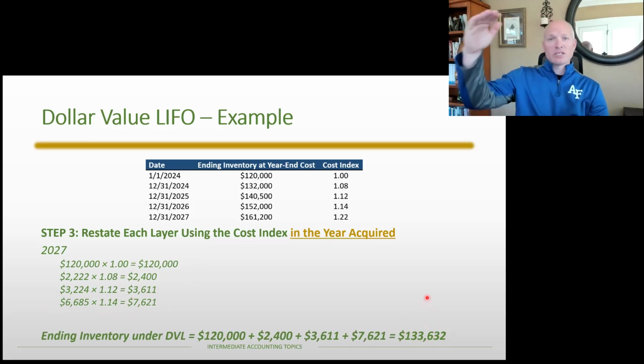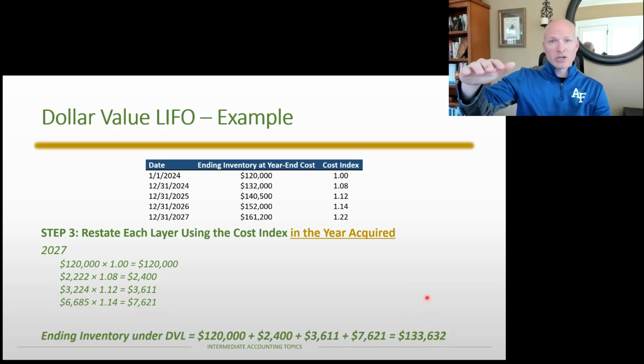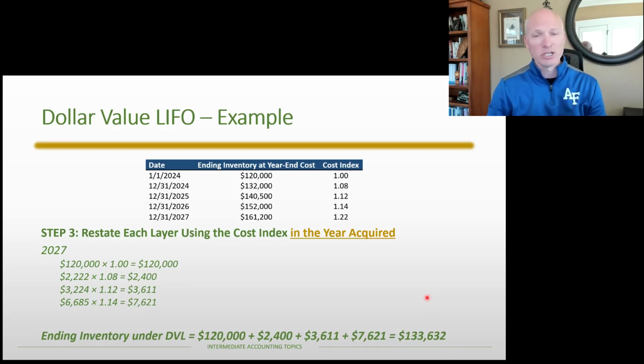And so on the test, hopefully you could imagine step one, get everything in base year costs. Step two, calculate the layers for every single year. Step three, adjust it to the dollar value LIFO acquisition cost and report that ending inventory for every single year. So there's a three-step process that you're gonna have to do on the test, just like we did here. And you'll have to show each step, just to be very, very clear.